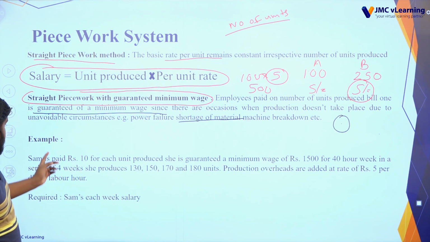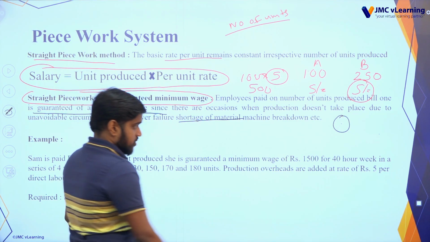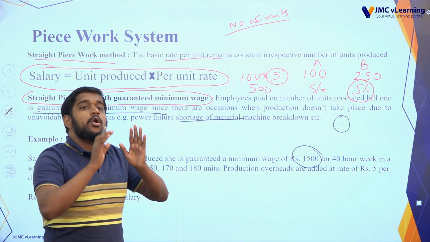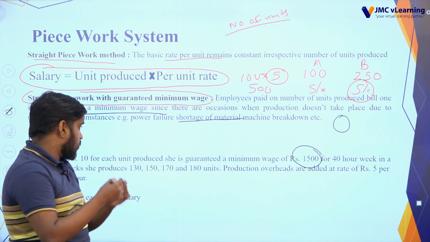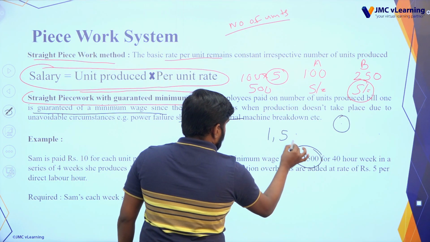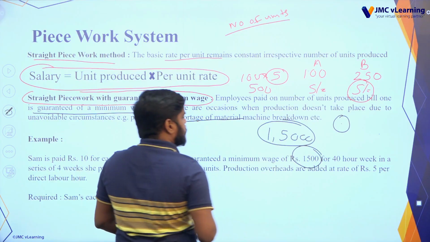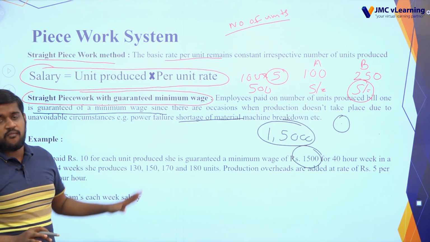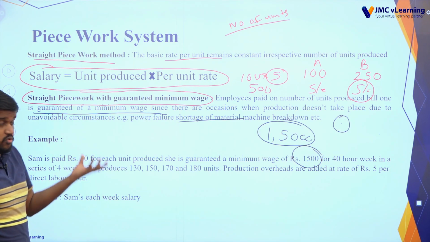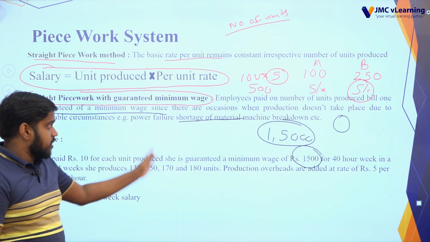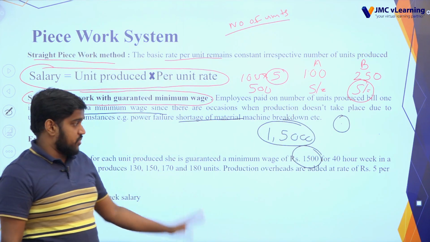Then we have an example: Sam is paid 10 per each unit produced. Her guaranteed minimum wage is 1,500. That means whether paid or not, whether produced or not, Sam's minimum wage is 1,500. Sam's minimum wage is how much? 1,500. But if she can earn more than 1,500, no issue. But if she earns less than 1,500, her minimum wage limit is 1,500.